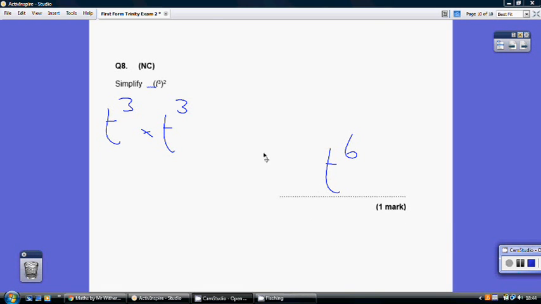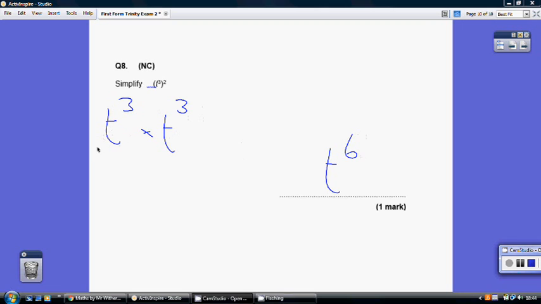Question 8. Anything to the power of 2 means squared. It means itself times itself. So think of this as being t cubed times itself, so t cubed times t cubed. Now, t cubed means t times t times t, and t cubed again means t times t times t. Multiply them together, you're going to get t to the power of 6.